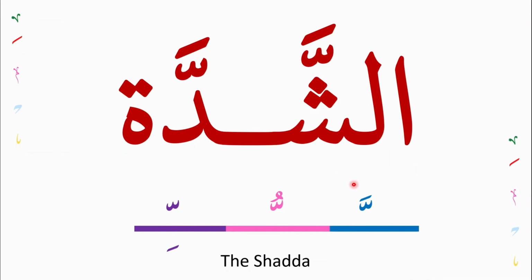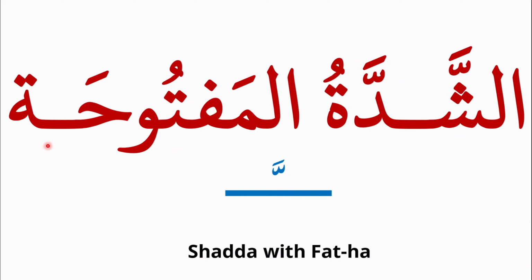Let's move now to a new kind of mark, which we call it الشدة. It looks like the letter W in English, and it might be شدة with فتحة, or شدة with ضمة, or شدة with كسرة. It depends on the word. Let's start with the first type of شدة. الشدة المفتوحة. What does it mean? It means شدة with فتحة.